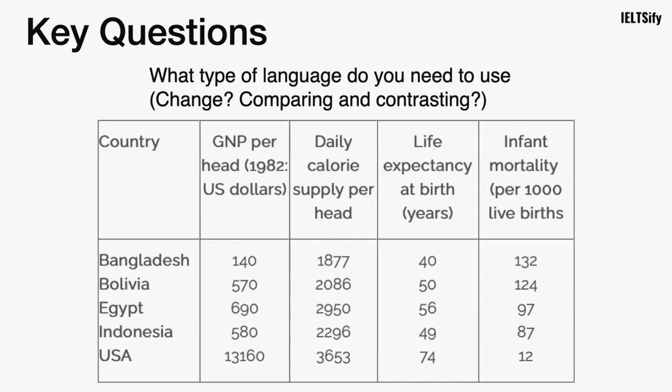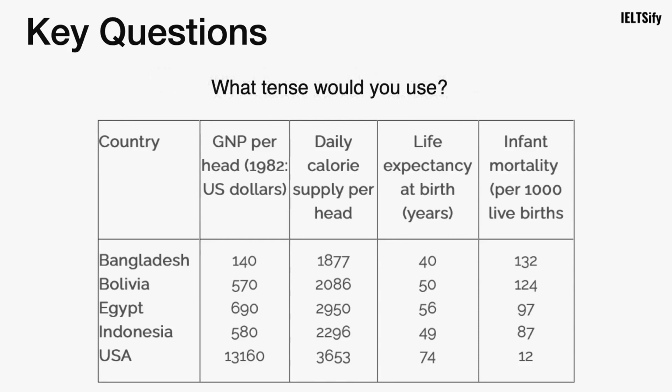So what type of language do you need to use? Change, comparing and contrasting. So we looked at this already. This is the second table and there is nothing over time, so you can't use language of change. So you'll just be comparing and contrasting things, using things such as adjectives or while, however. What tense would you use? We'll look for dates. You can see this is in 1982, so you'll be using past tenses. Usually mostly the past simple, because you're talking about completed actions in the past.